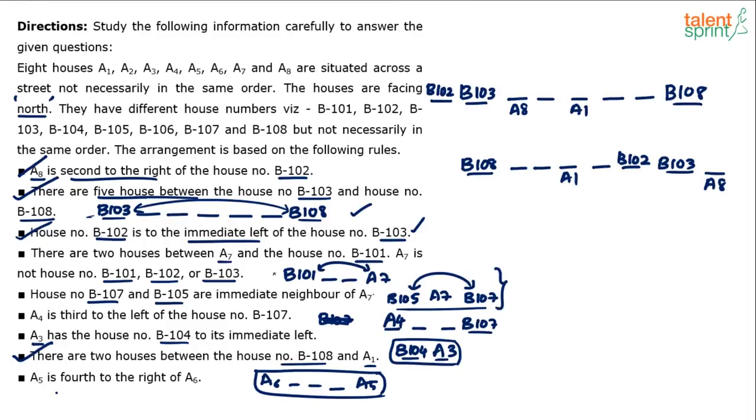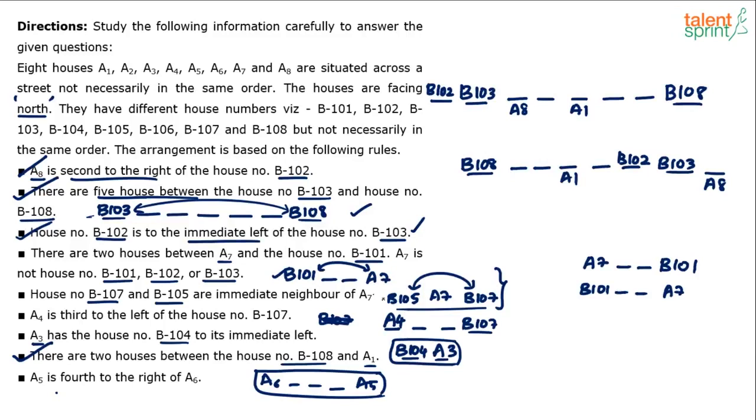What happens? See, we know that there are two houses between A7 and 101. There are two houses between A7 and 101. So it will result in two possibilities. Either it will be A7 dash B101 or B101 dash A7. So we have considered both the possibilities for this one.